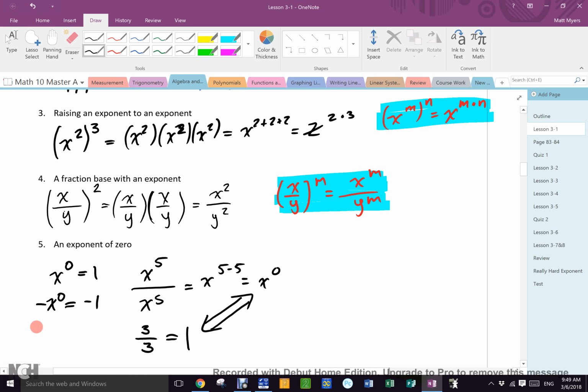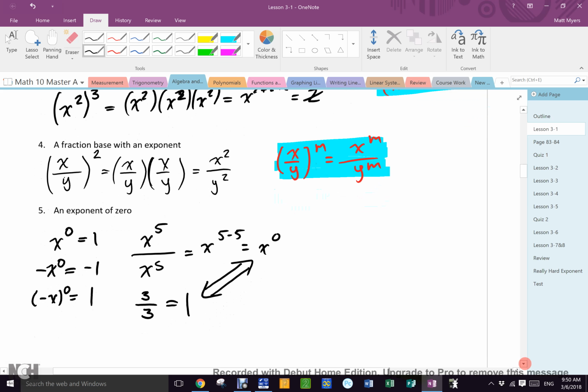What then is this? Ryan? 1. Why? Because now the negative is part of the base. And any base to the 0 is what? 1. Everybody sees this very subtle difference, yes? Yep. The brackets make the answer change. Everybody good?